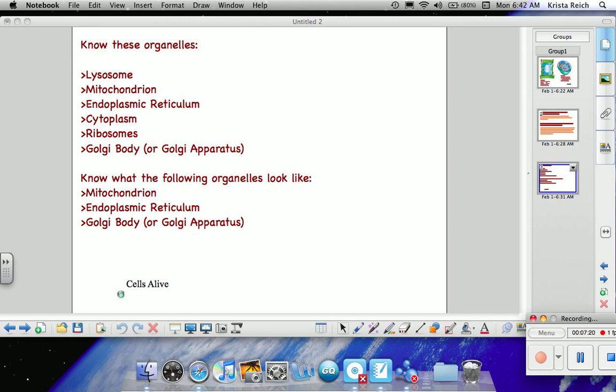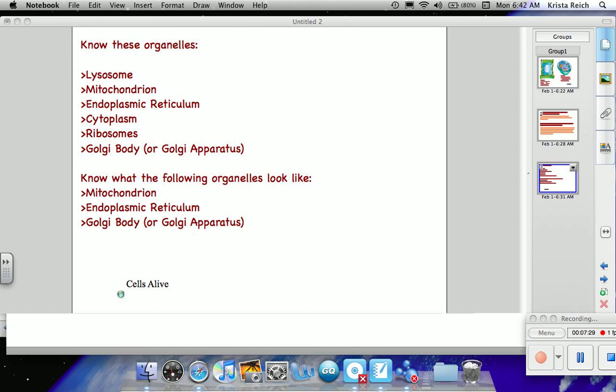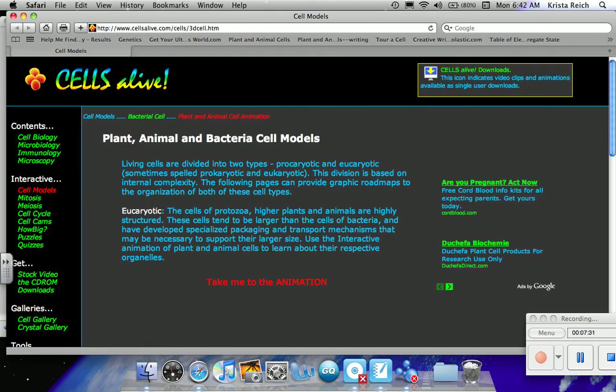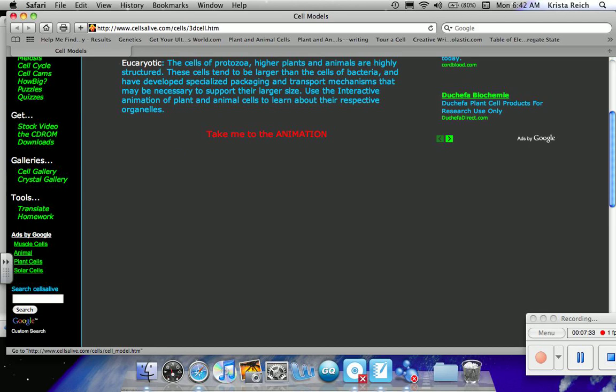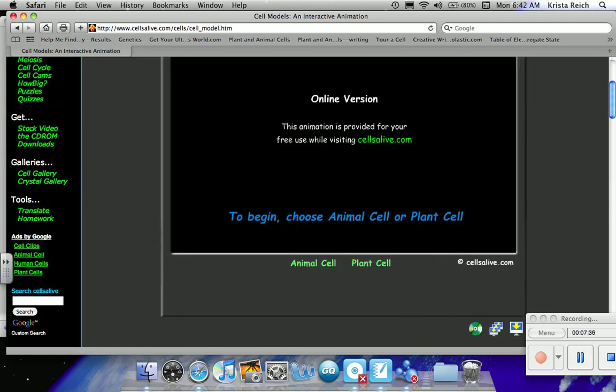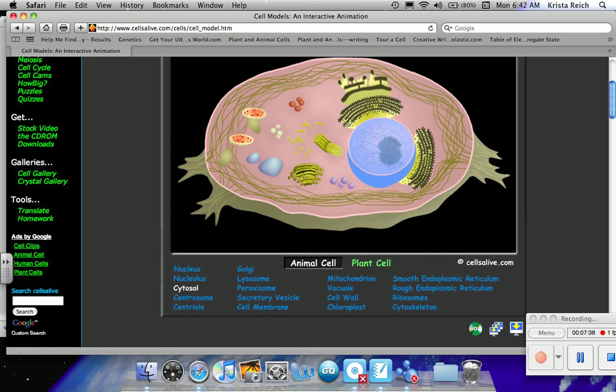And then you should know what the mitochondria look like. You should know what the ER, the endoplasmic reticulum, looks like. And you should definitely know what the Golgi body looks like. And right here is that Cells Alive site, that will allow you to see some of those organelles and what they look like: the mitochondria, the ER, and the Golgi.